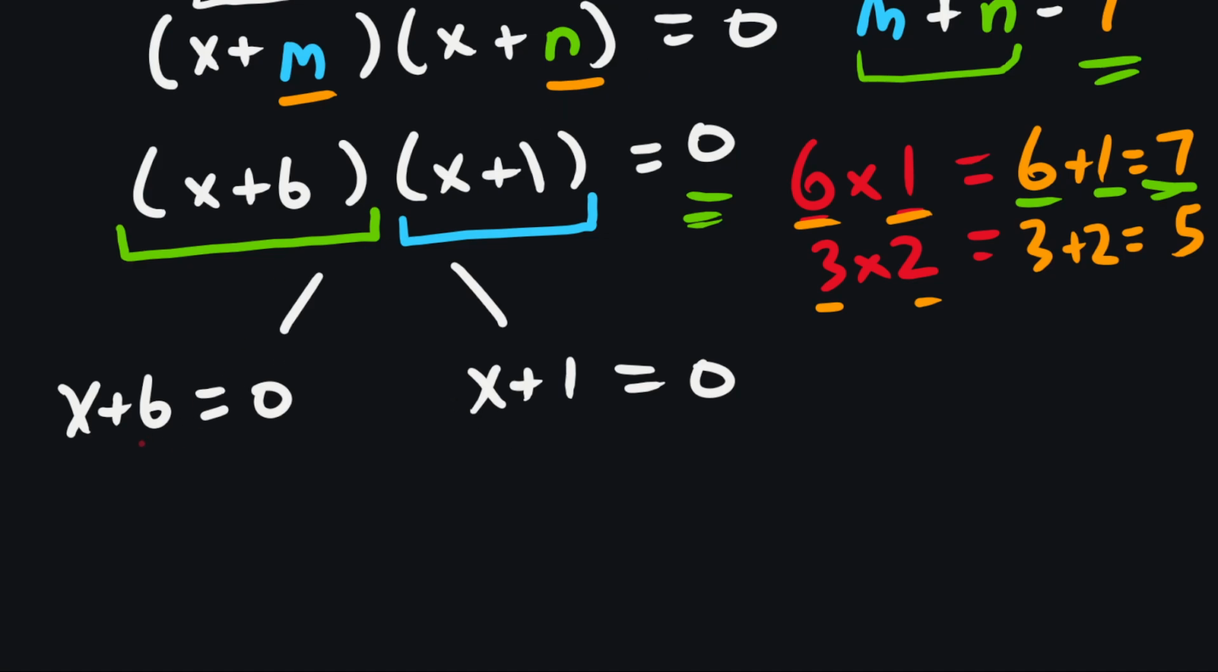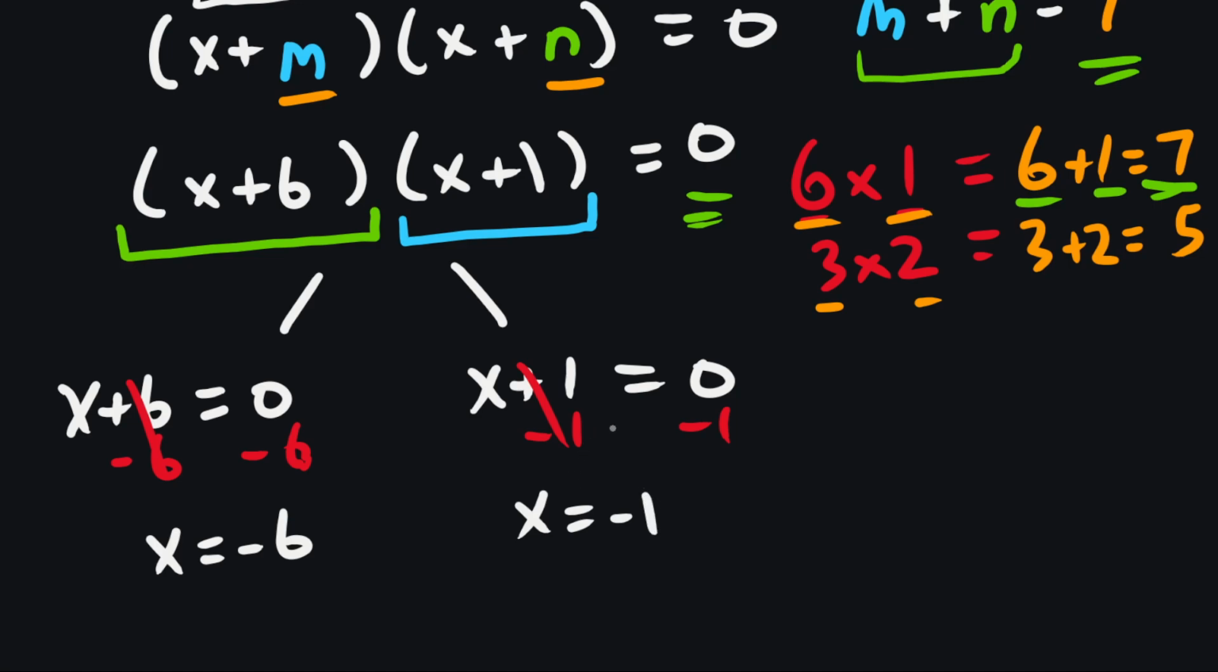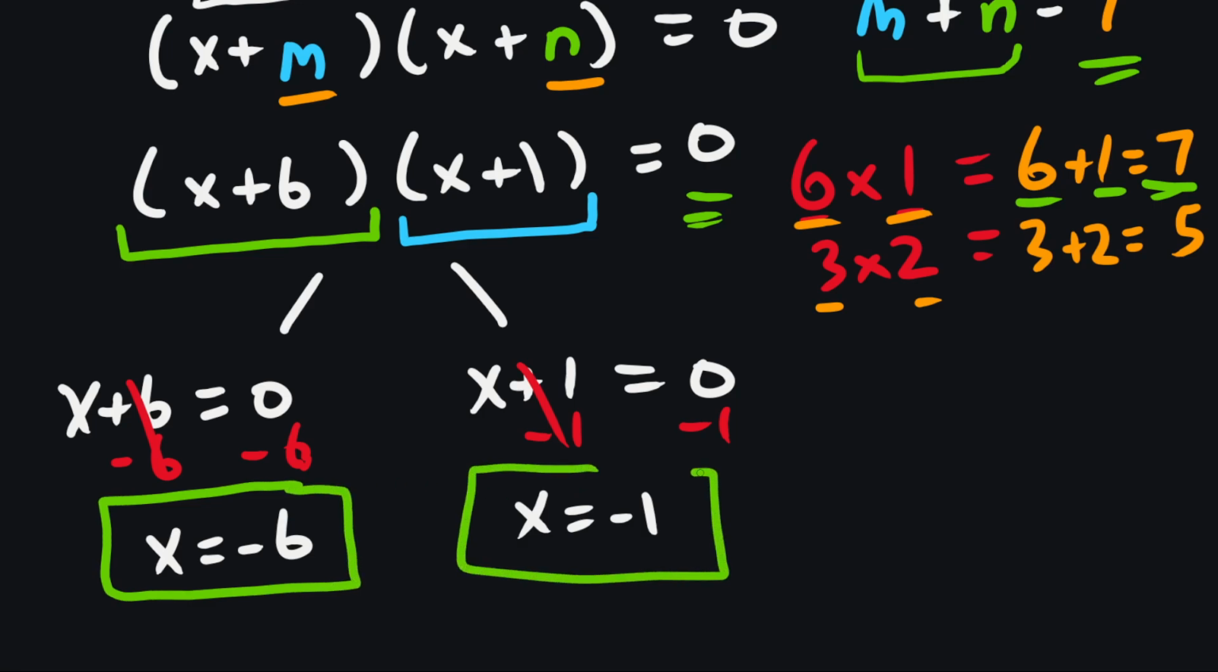And it's very simple. To isolate the x on this left one, we'll subtract 6, and we're left with x equals negative 6. And same thing here, x plus 1 equals 0, so we'll subtract 1 on both sides, and we are left with x equals negative 1. And look at this. We have two solutions, x equals negative 6 and x equals negative 1.